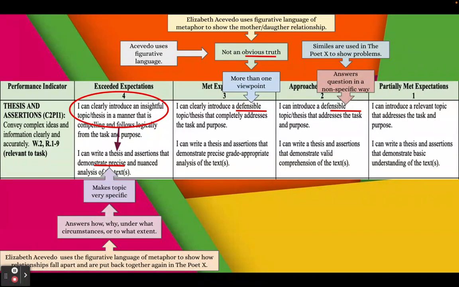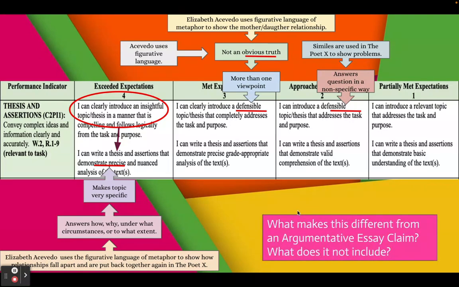Now we need to think about how this is different from a claim. So that's what I want you to do now. What makes this different from an argumentative essay claim? Think about that for a minute. What does it not include is what I'm getting at. What do you think? Think about it. And here we go. Let's see what it is.